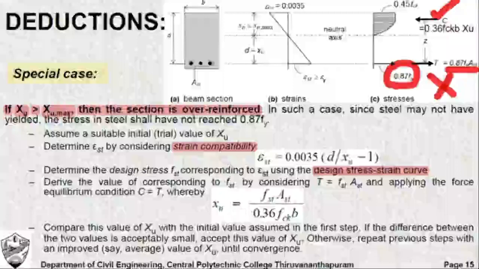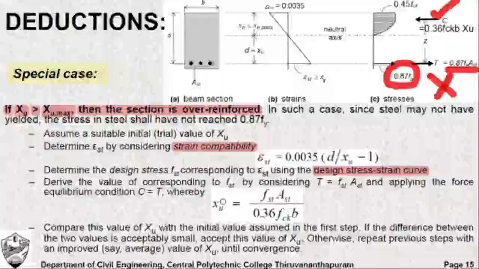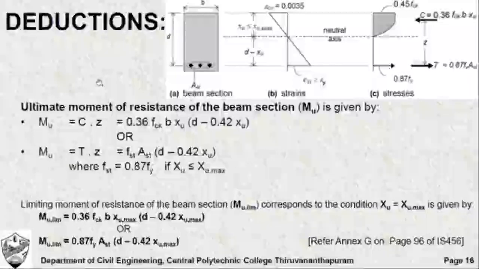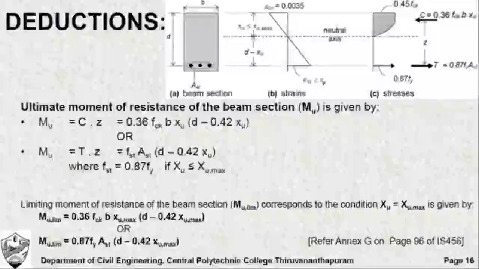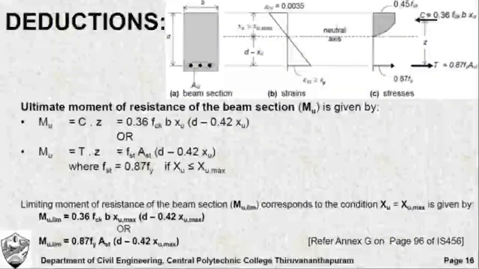The XU value which you got here, we will use it again in the strain compatibility equation to determine epsilon ST, from which we will find FST. We will substitute in T, and finally we obtain another value of XU, and we will keep repeating this process until you get the same values of XU. So finally, we have obtained the depth of neutral axis XU, whether it be a balanced section, under reinforced section or over reinforced section.